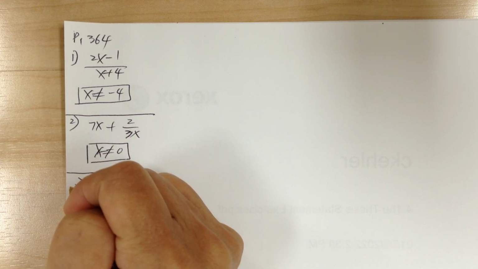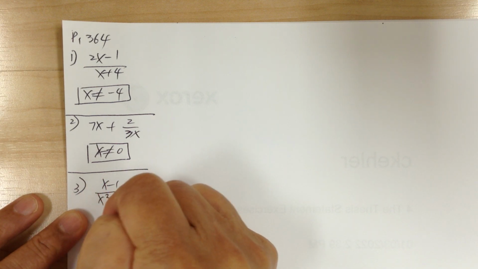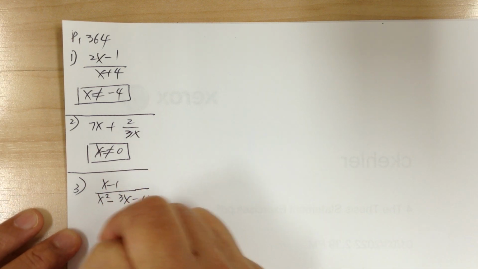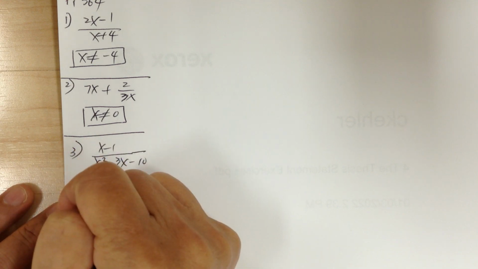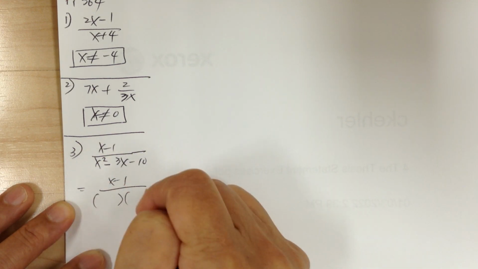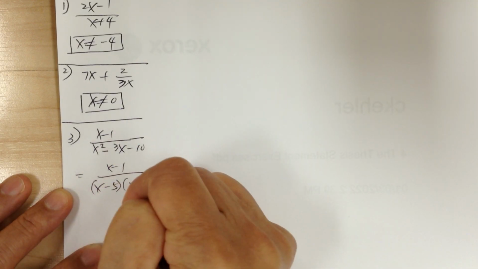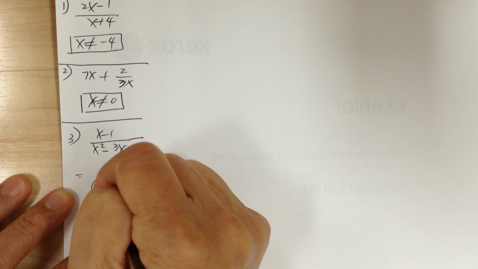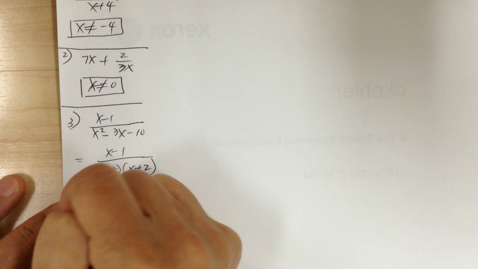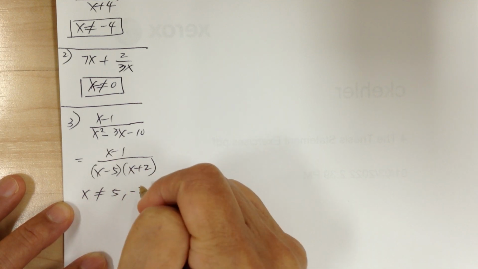Okay, number 3, x minus 1 over x squared minus 3x minus 10. So first you have to factor these. So it'd be x minus 5, x plus 2. So use your step 4 master product. So in this case, x cannot equal 5 or negative 2.